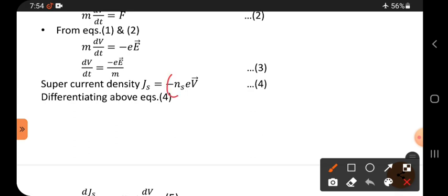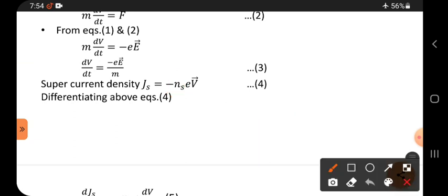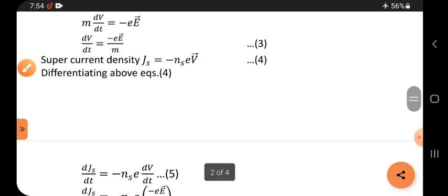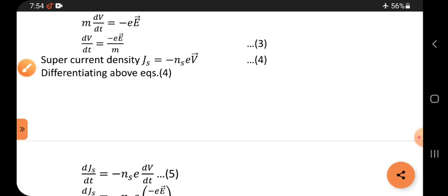Js is equal to ns e v, where ns is the number of super electrons per unit volume, the superconductor volume density. e is the charge of the electron, v is the velocity. So Js is equal to minus ns e v. Minus is because of the electron, because in a superconductor only electrons will be there.